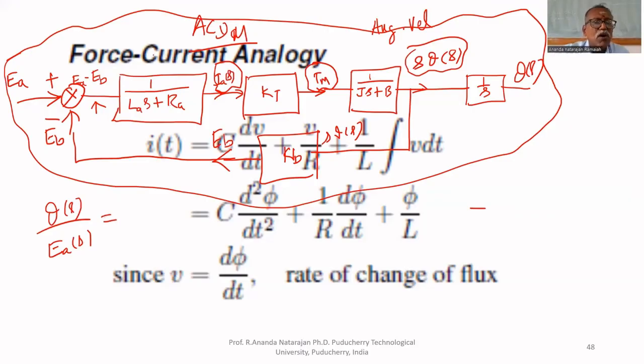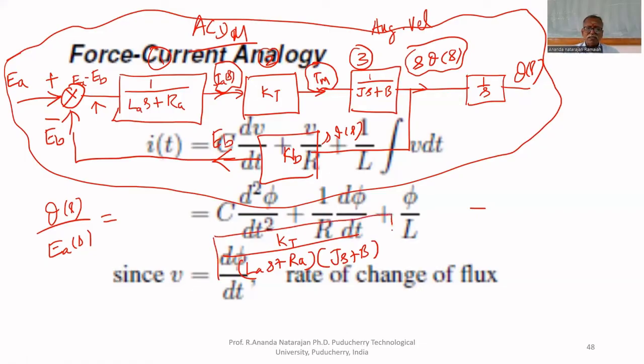Here, this is one block. This is the second block. This is the third block. In the frequency domain, all the blocks can be multiplied. Therefore, if I multiply all the blocks together, I'll get KT upon LAS plus RA multiplied by JS plus B. I multiplied all the three blocks together. Now I can get the block diagram like this. I have simplified the block diagram like this.